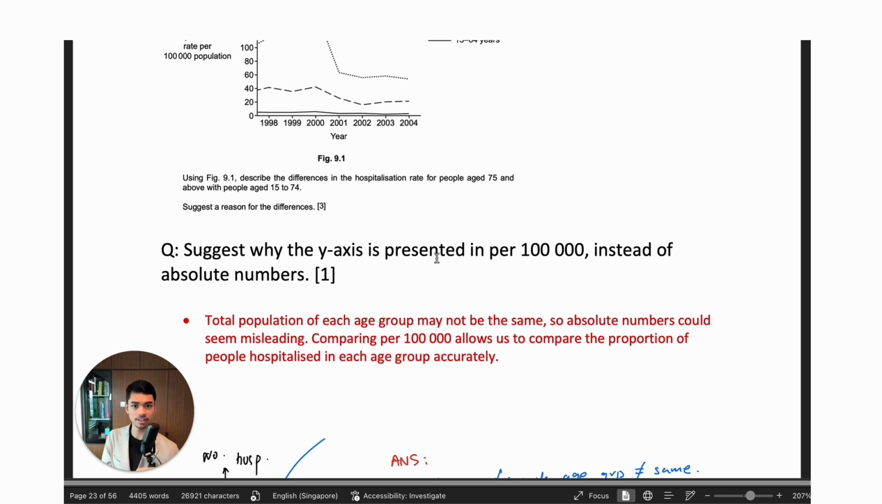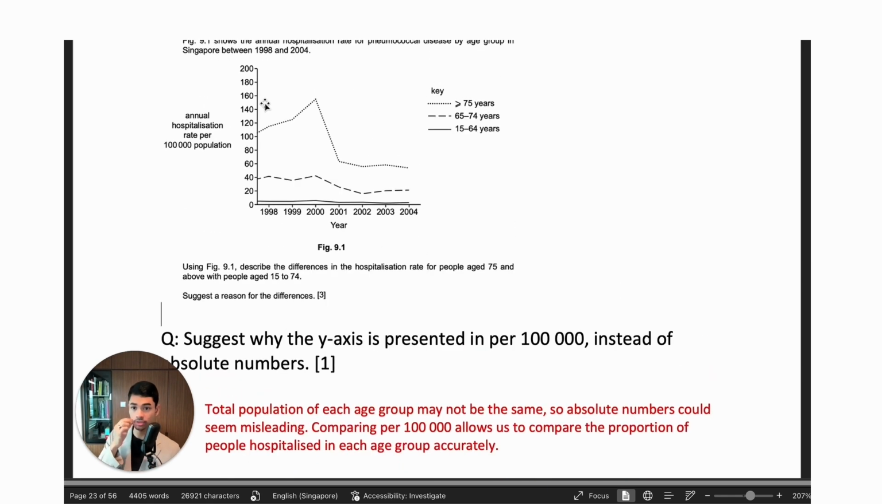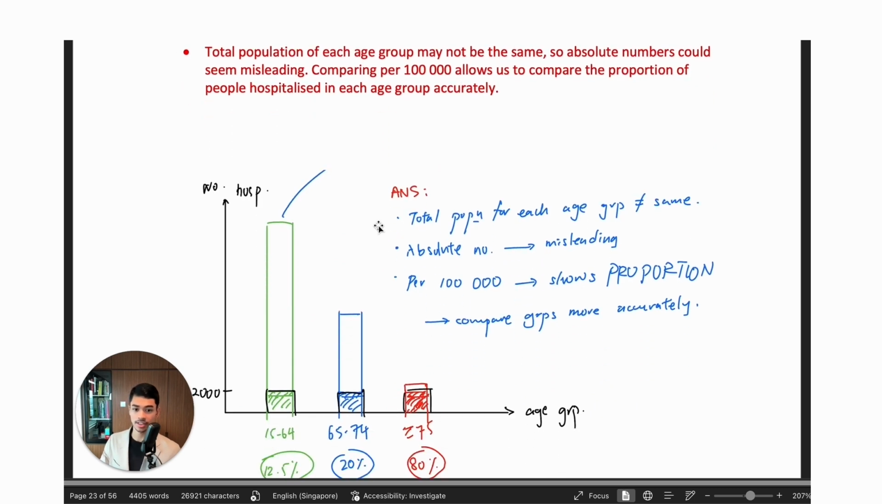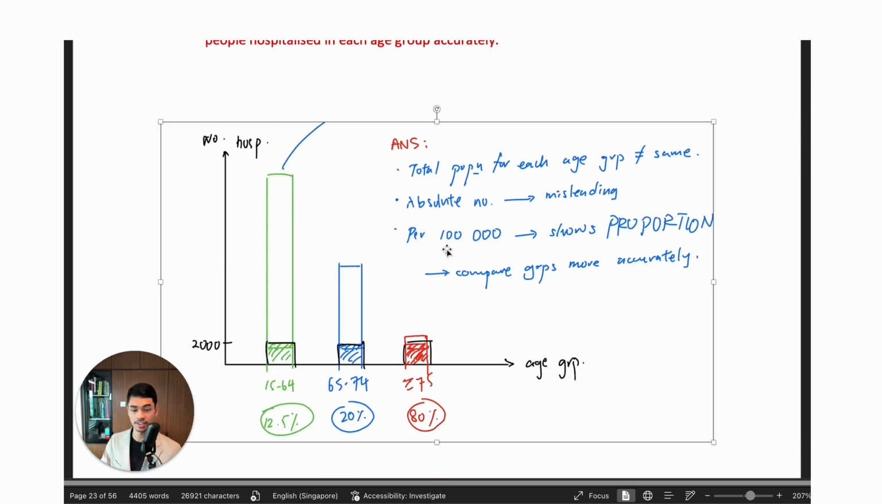Why don't they present it like normal? Why don't you just put the absolute numbers there? Why need to say per 100,000? Why not just say annual hospitalization number of people for the y-axis? And so here is the explanation which I also gave during our lesson when we taught this.